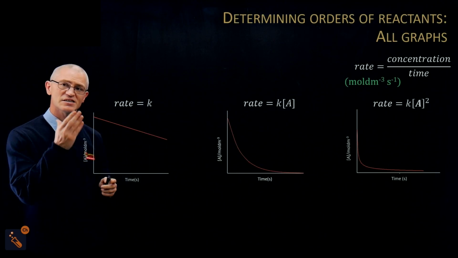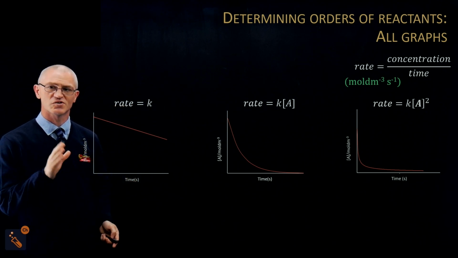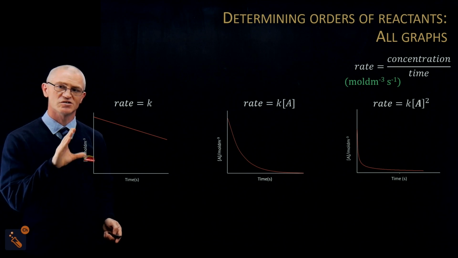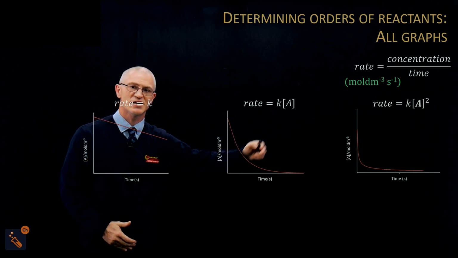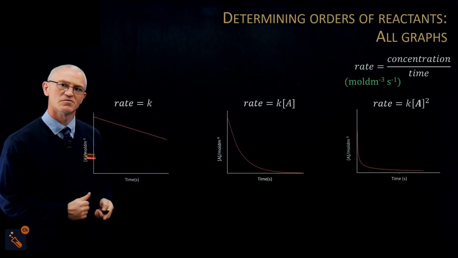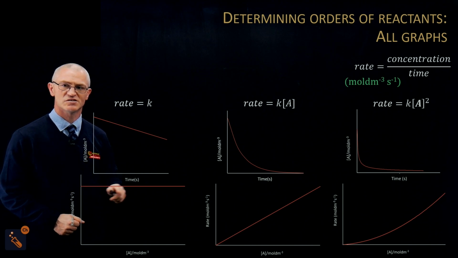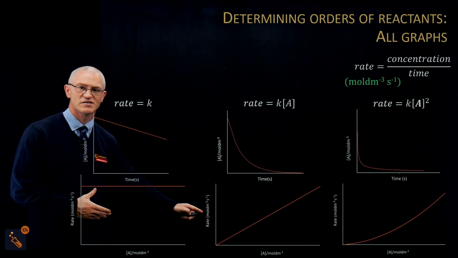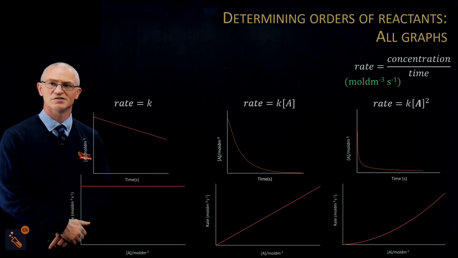So let's now take this and summarize all of them. We've got our time concentration graphs here, and we've got this line which, imagine you're pushing down on it, pushing down, okay? And then we've got our rate concentration graphs. This time, no effect, proportional, and then it's the square of the change.